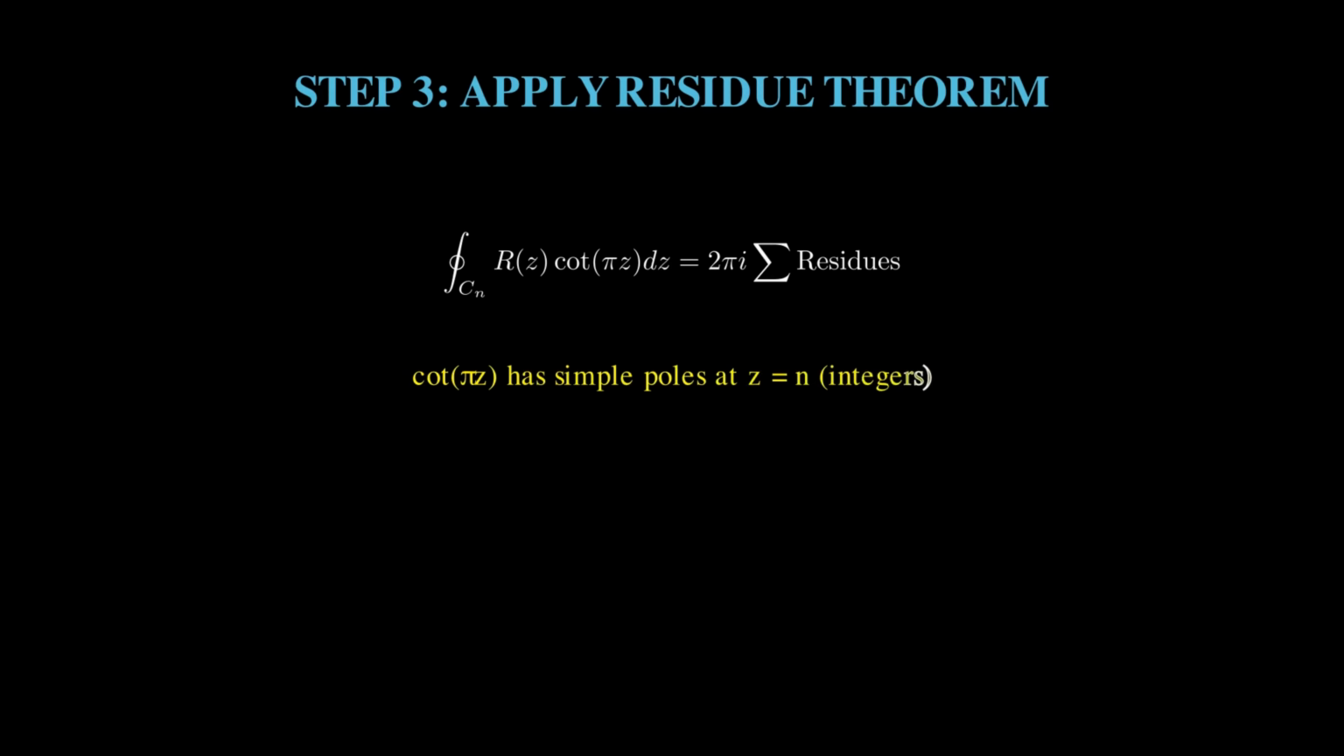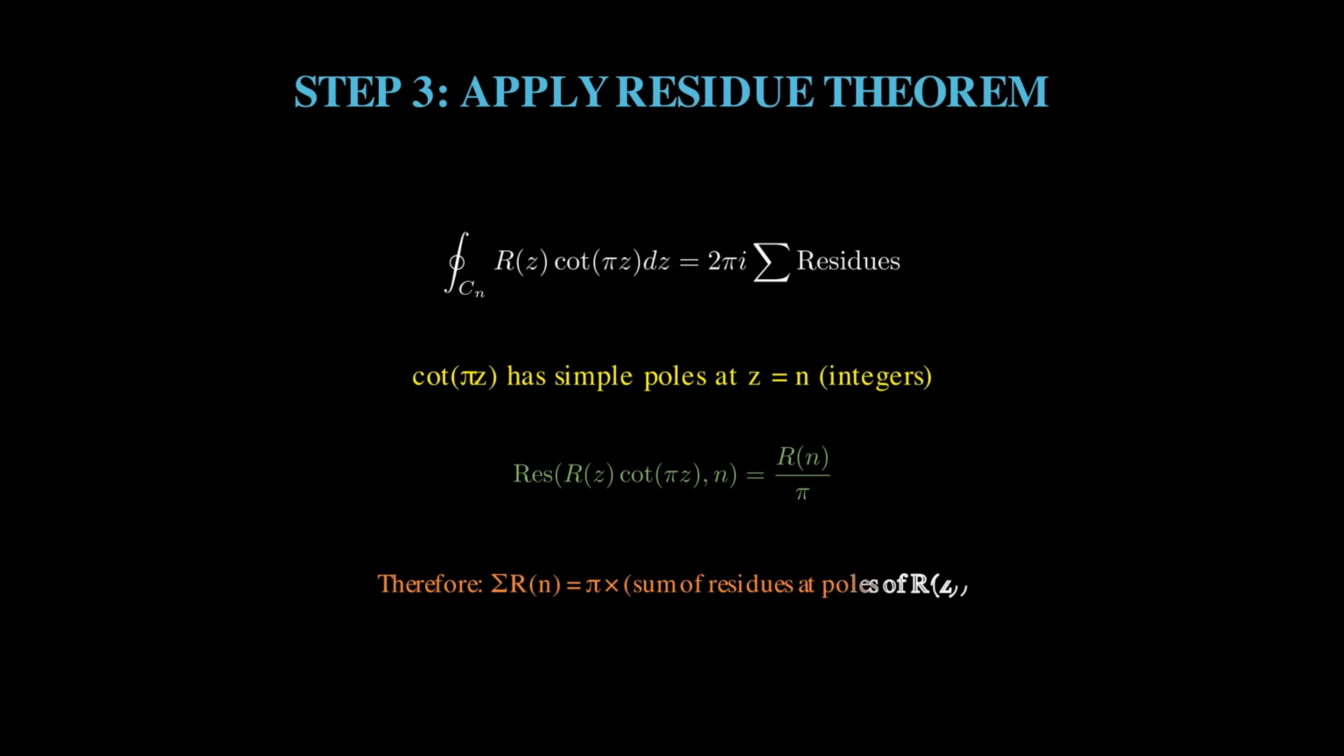Step 3. Now we apply the residue theorem. The function cotangent pi z has simple poles at every integer n, and the residue at each integer n is simply r of n divided by pi. This means our infinite series equals negative pi times the sum of residues of our function at the poles of r of z.